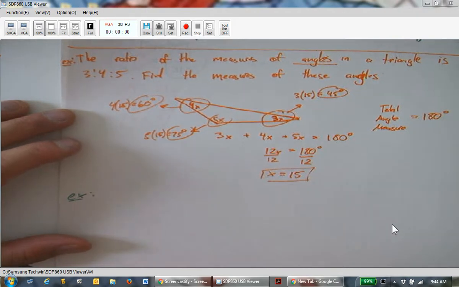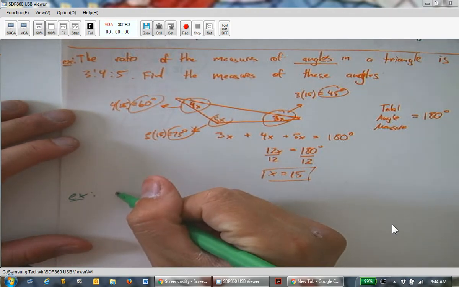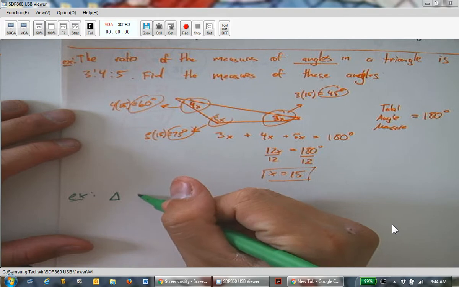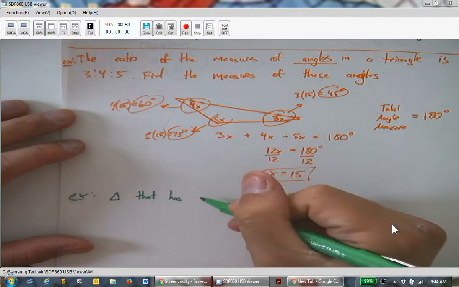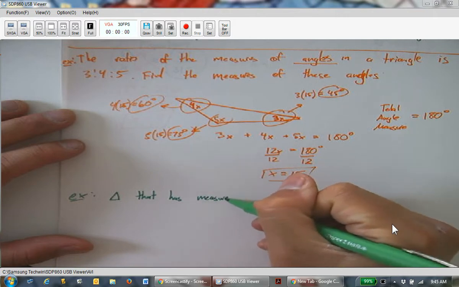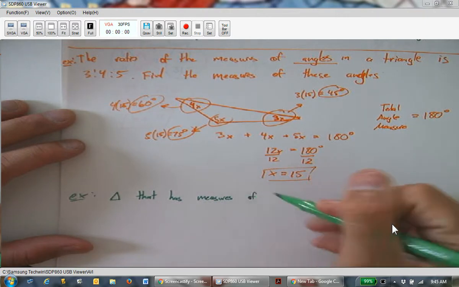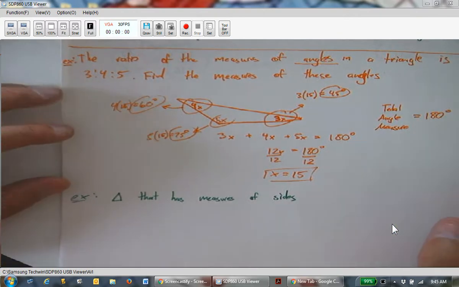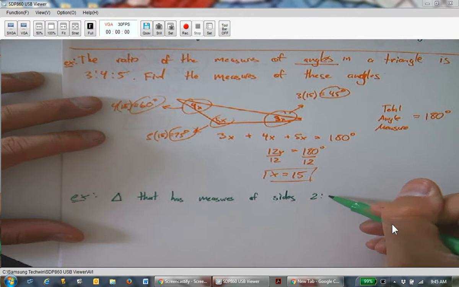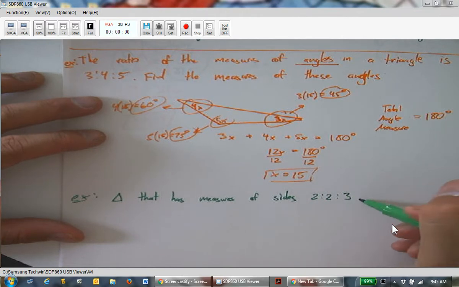Now, you have a triangle. So I'm going to shorthand this. You have a triangle that has side measures, sort of like what Elizabeth was alluding to earlier, of 2 to 2 to 3.